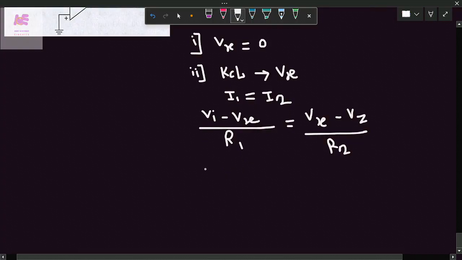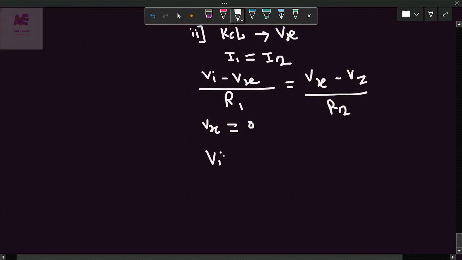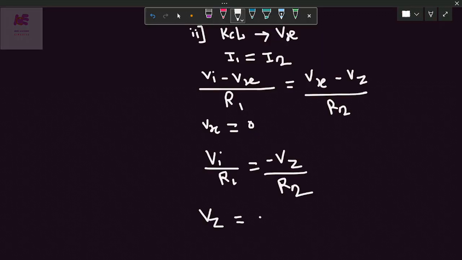Simplify this equation. From the earlier result, Vx is equal to 0. What I am getting is Vi by R1 is equal to minus Vz by R2, since Vx is equal to 0 according to the virtual ground concept. Find out the value of Vz. So what I am getting is minus R2 upon R1 into Vi. Say this is equation 1.